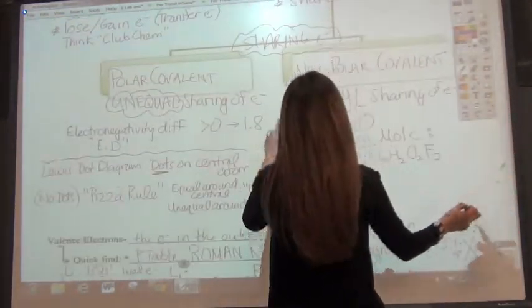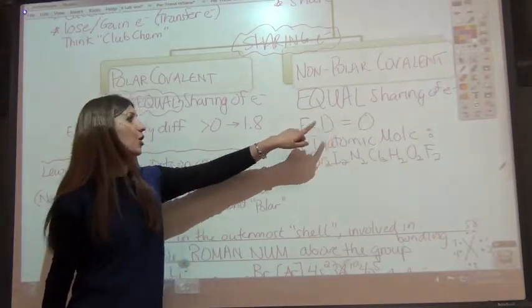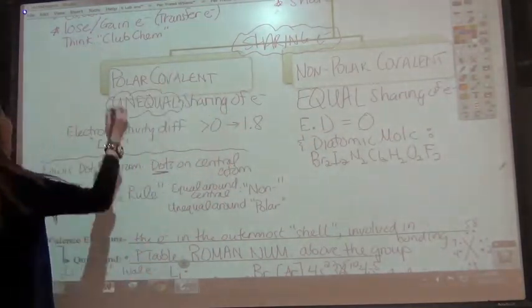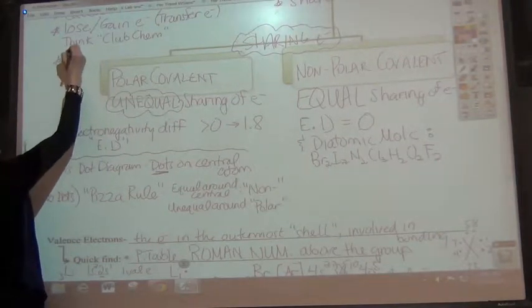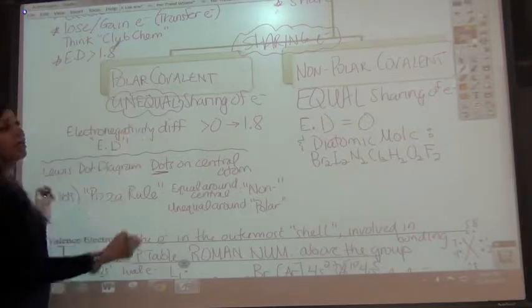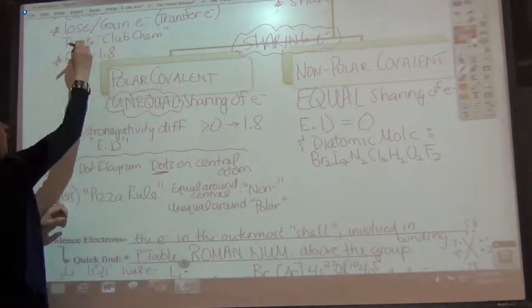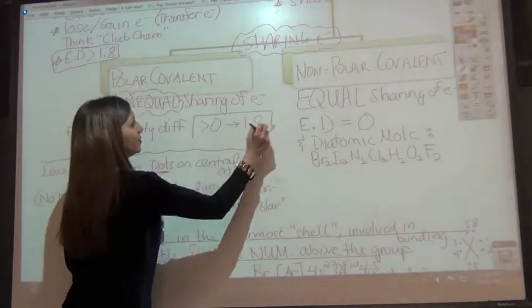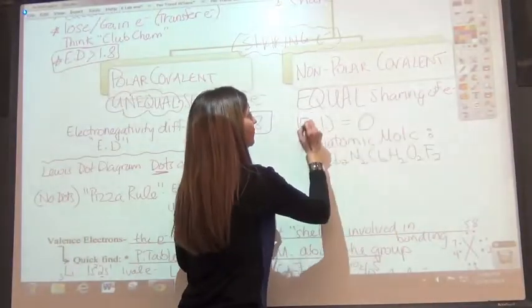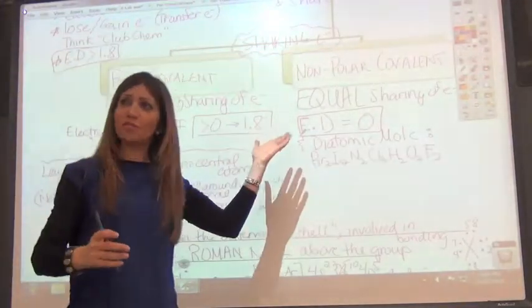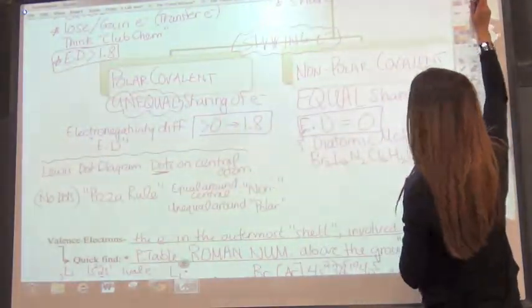So we said that nonpolar is when it's equal to 0, and polar is when it's greater than 0 to 1.8. Ionic is when its electronegativity difference is greater than 1.8. Again, there is no fine line to this. Different books do it differently, so there is a little bit of gray area, but this is what we'll go with.